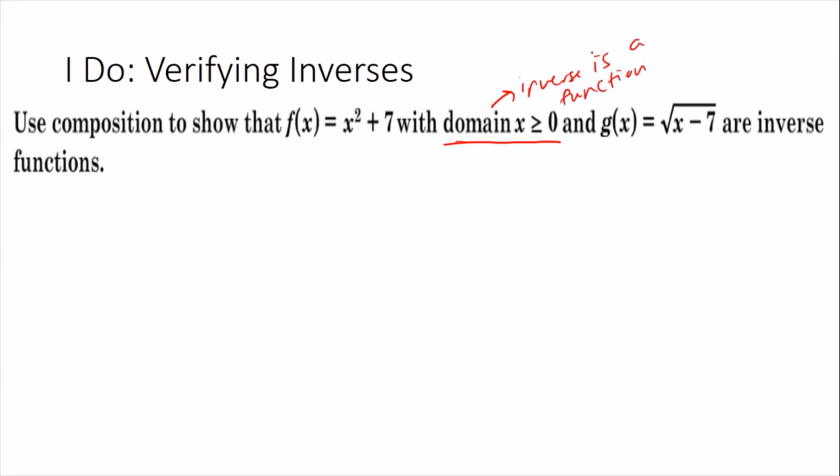Now, if we have the quadratic with no domain restriction, no bueno, because that means it wouldn't be a function, it would just be a relation. So we're going to split this in half. We're going to do f of g of x on one side, and we're going to do g of f of x on the other side.